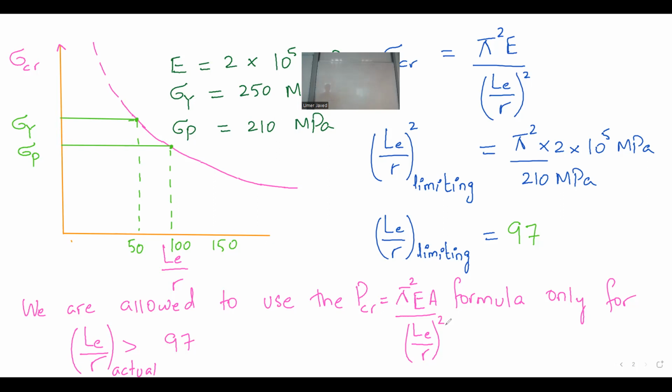So now you have the limiting value, and then you have the actual value for that particular material, and you will compare the two. If the actual value is greater than 97 for this particular elastic modulus, proportional limit, and yield stress, then you are saying, great, I will be using the P critical is equal to pi square EA over (Le over r) square formula. If the object has to fail, it will fail under buckling. If not, if it's less than that, we will have to go for yield stress.